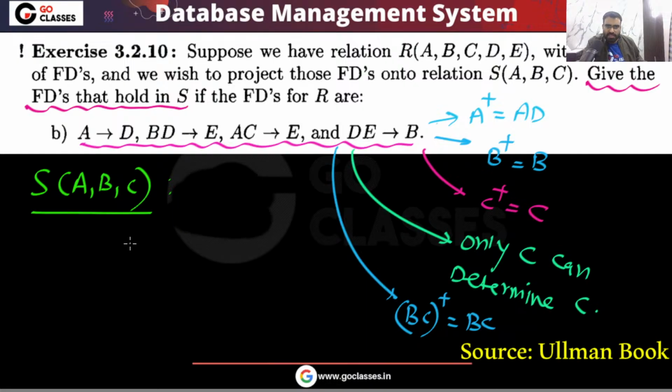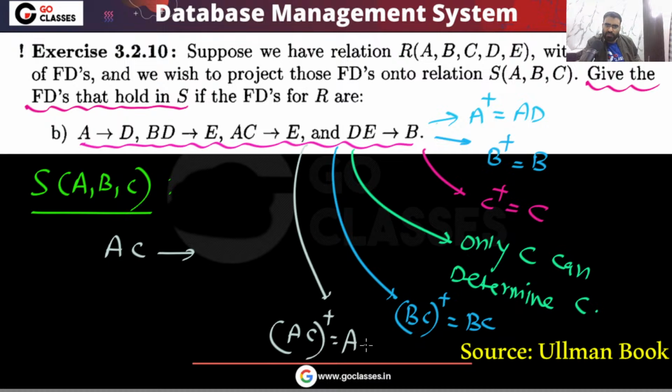The last thing, let's check AC. What can AC determine? What is the AC closure? AC closure will be ACD because A can determine D. Next, remember, AC can determine E also. Now we got ACDE. Now remember, DE can determine B. So that's it, we got that AC can determine B. This is the functional dependency. This is the only functional dependency that will hold in the relation S.